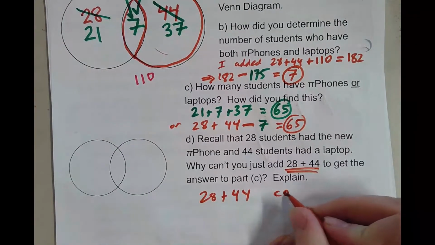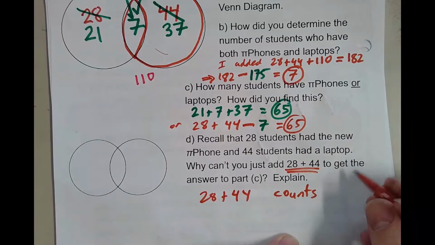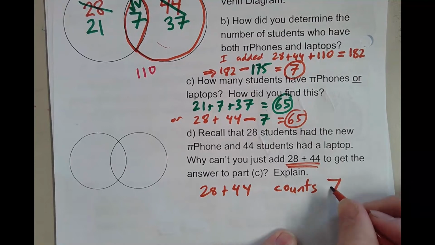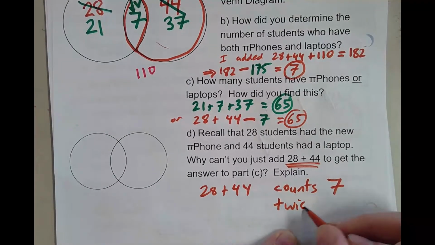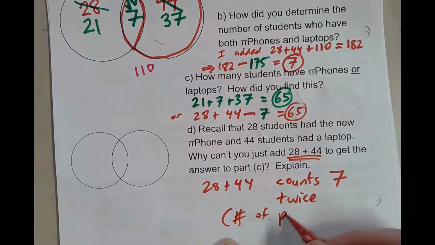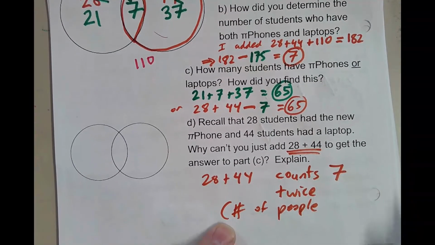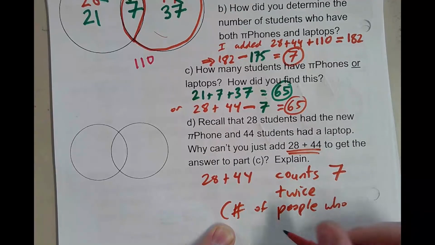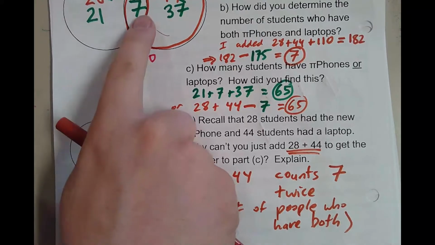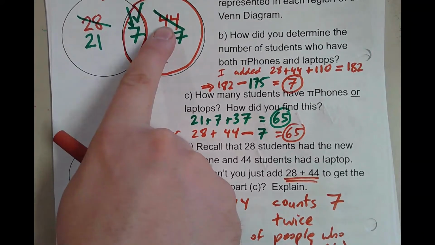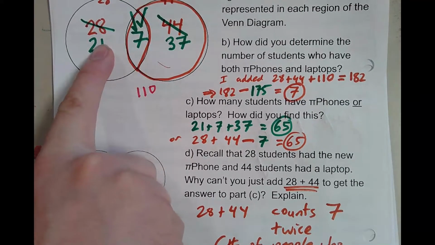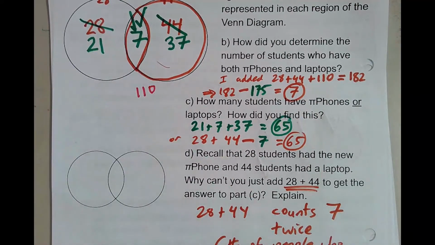It's because it counts the number 7 twice. And 7 is the number of people, or students in this case, who have both. Remember, 7 is part of the 44. That's why we subtracted. And 7 is also part of the 28. So that's why we subtracted.